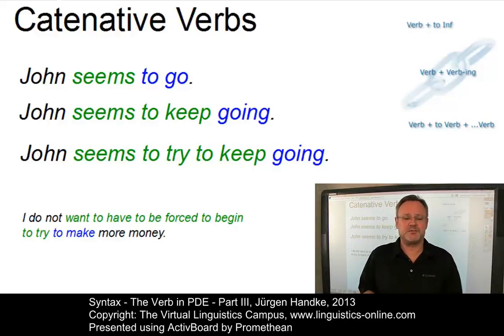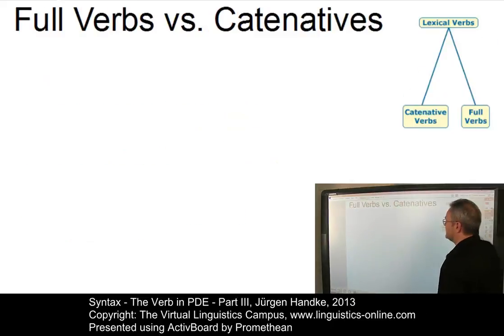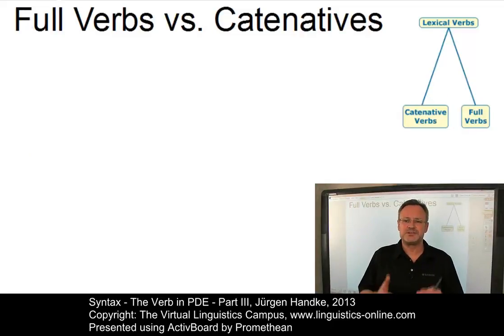However, we must be careful not to mix up full verb constructions and catenative verb constructions. So let us look at their differences. Full verbs and catenative verbs can be kept apart by two central criteria. One can be referred to as the tense aspect criterion. The other one is the criterion of negation. So, what happens if we want to change the tense or aspect of a sentence, or when we want to make it negative? This is the question we have to answer.